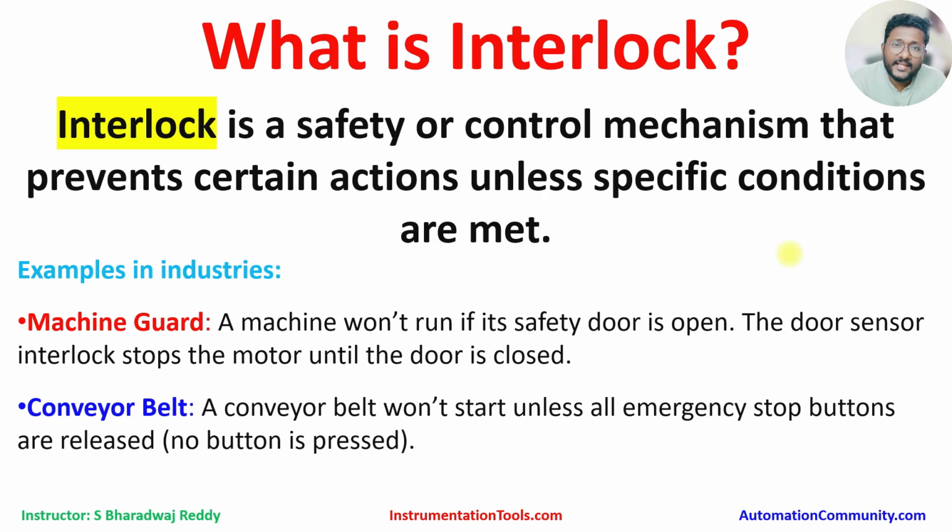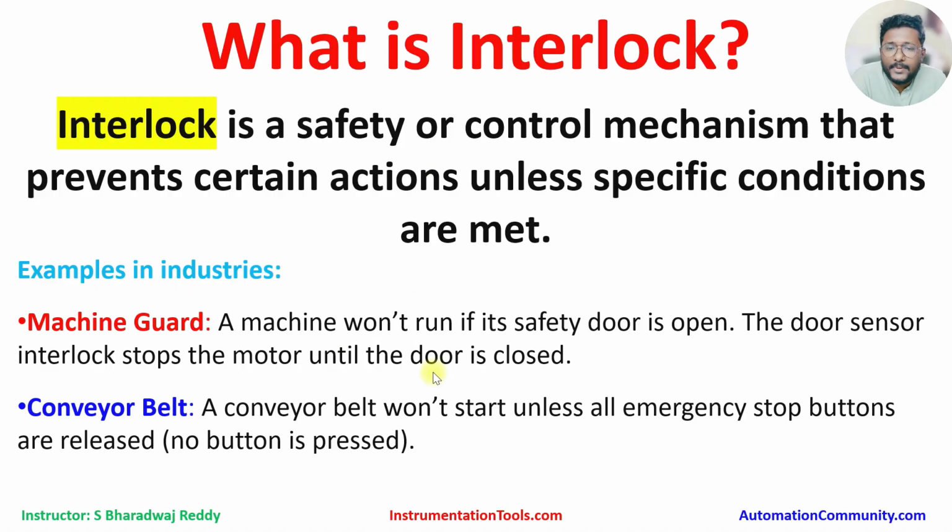What is an interlock? An interlock is a safety or control mechanism that prevents certain actions unless specific conditions are met. This is a basic definition of an interlock. Interlocks are very important in industries. Generally, we use these interlocks to prevent safety-related accidents.